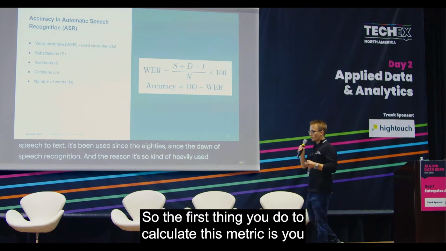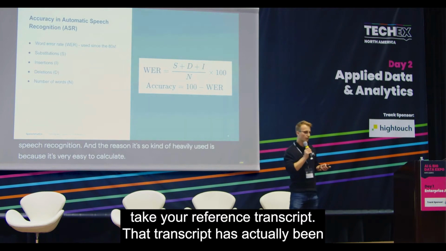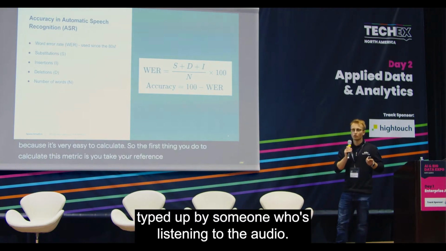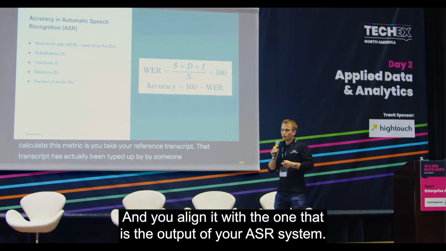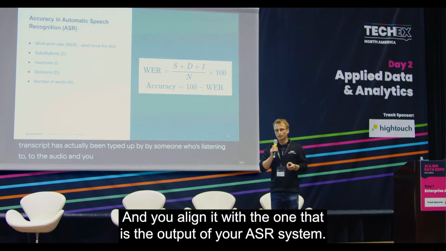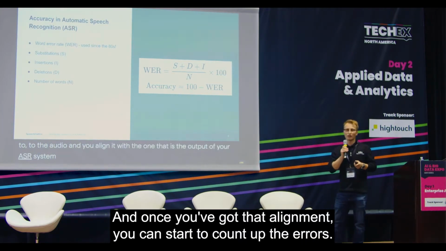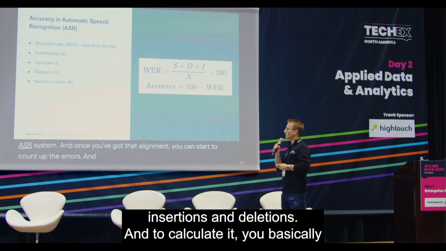So the first thing you do to calculate this metric is you take your reference transcript, that transcript that's actually been typed up by someone who's listening to the audio, and you align it with the one that is the output of your ASR system. And once you've got that alignment, you can start to count up the errors. And there's three types. There's substitutions, insertions, and deletions.